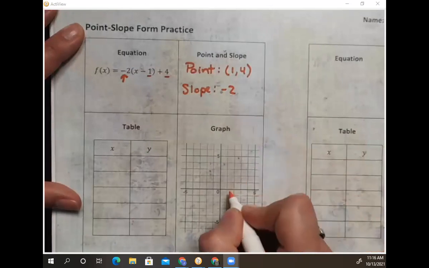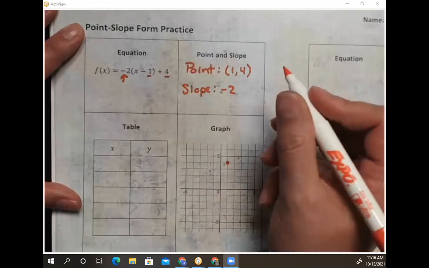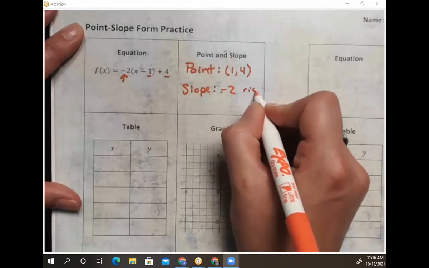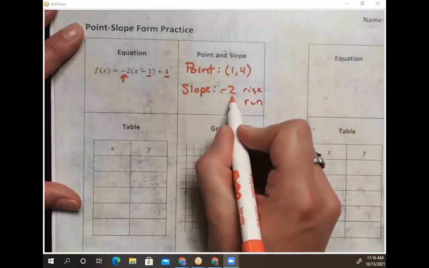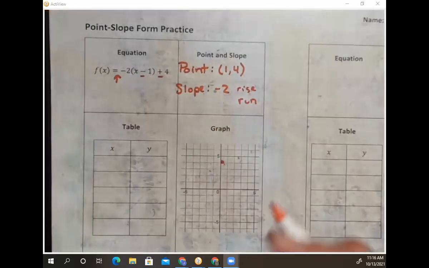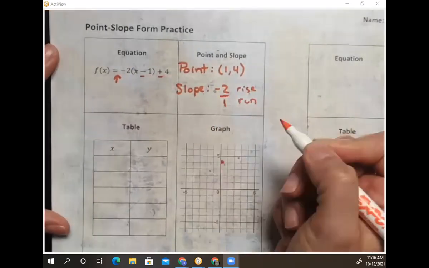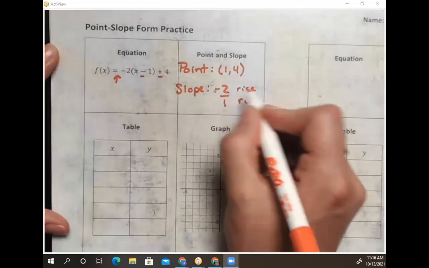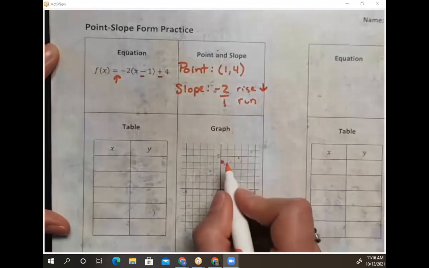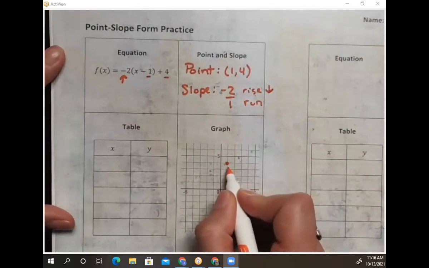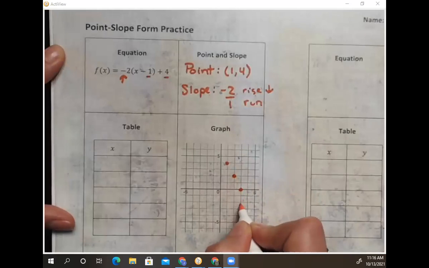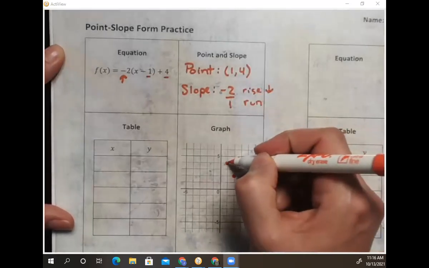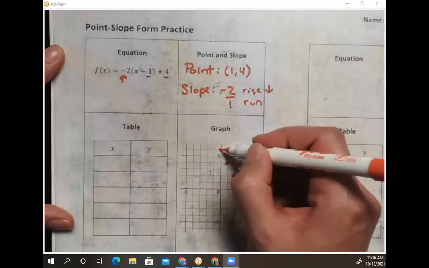So I'm going to plot my point, 1, 4. And then remember, slope is rise over run. I don't see anything on the bottom here. Yeah, that means that it's a 1. And then remember, since our slope is negative, that means our rise is going down. So this would be 1, 4. I'm going to go down 2, forward 1, down 2, forward 1, down 2, forward 1. If you want some points to the left, remember you can reverse your slope directions, up 2, back 1, to get some more points.